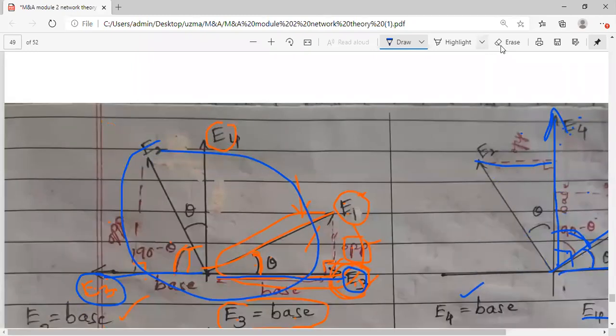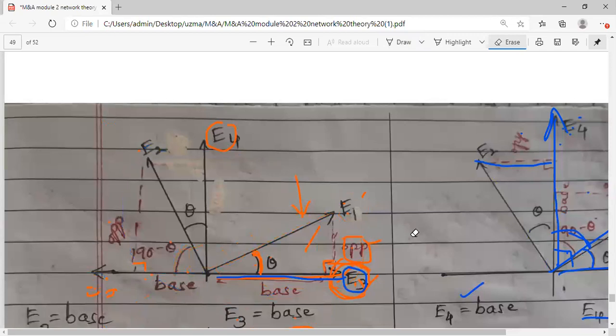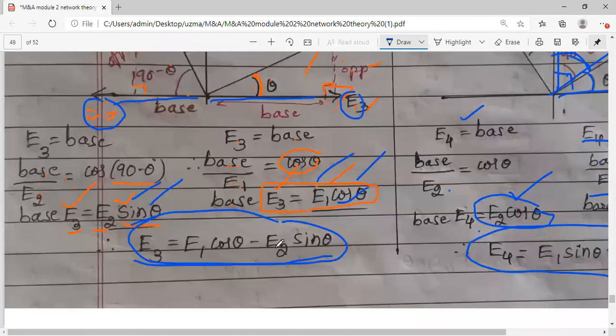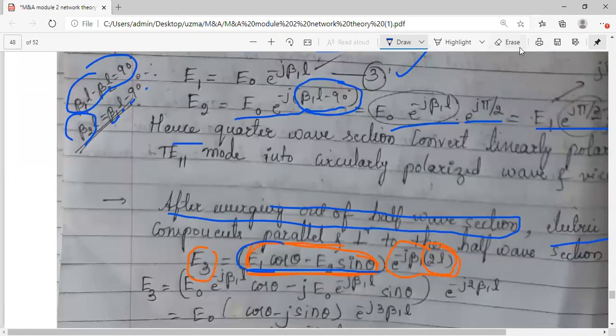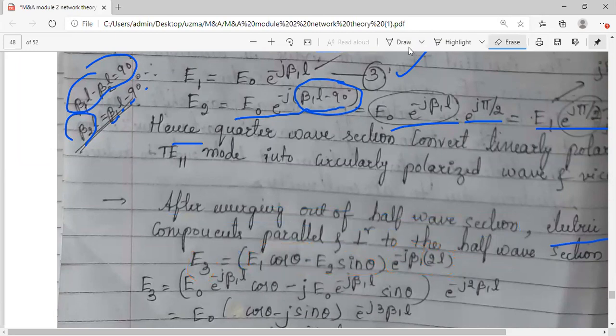But here what you did, in two triangles, first base E3 you took, second base it was also E3 but it was in the opposite direction, so you subtracted them. So this is how E3 and E4 amplitudes you got. Hope you understood how you got the amplitudes. So the same thing I have used here. E3 is equal to E1 cos theta minus E2 sin theta.